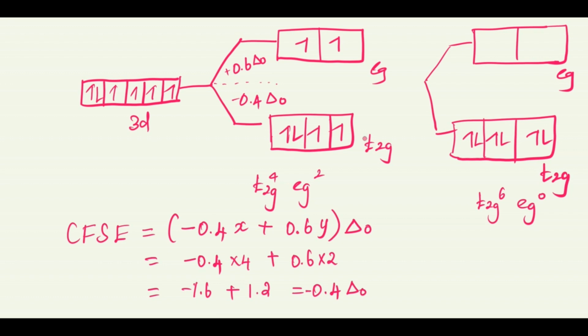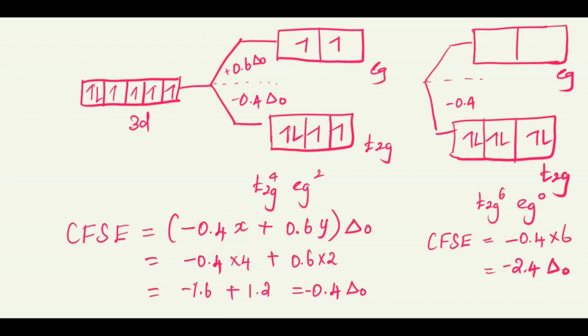Let's find it out for strong field ligand also. The CFSE becomes, here I am having minus 0.4, isn't it? So minus 0.4, x is only there, for the y part we don't have electrons. So I'm just going to put 0.4 into 6, which becomes minus 2.4 del octahedral.